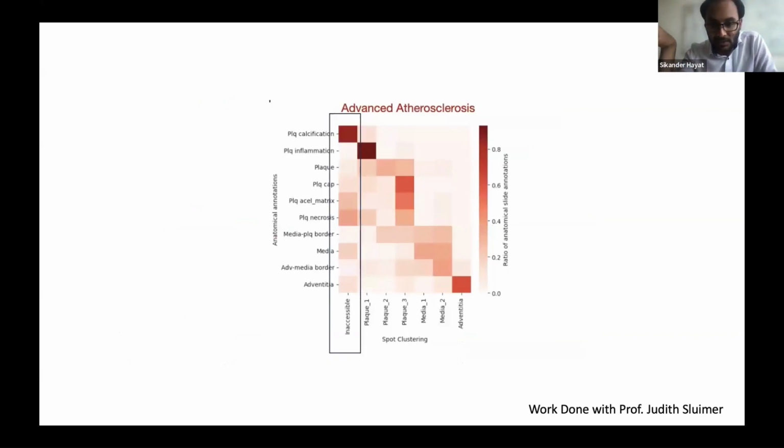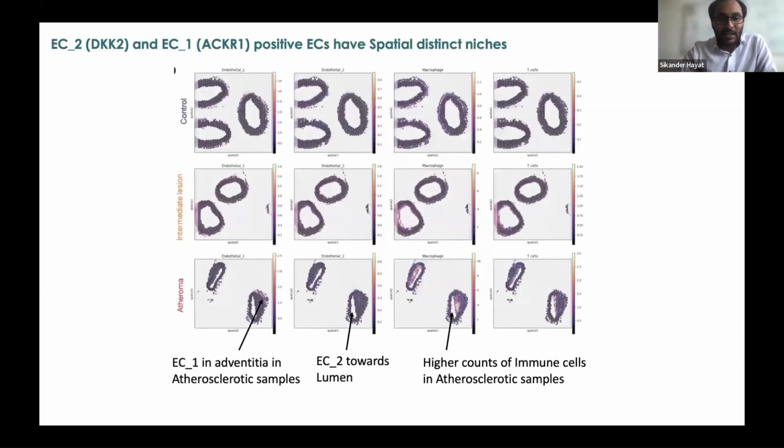On the x-axis, we could show the spot clustering, and on the y-axis, we look at the anatomic annotations. We also talked about the quality of the data. The quality of the data basically also shows the inaccessible region, which we found to be low in number of genes and high in mitochondrial genes, overlapping with the calcification and the necrosis region, which was then annotated by the pathologists.